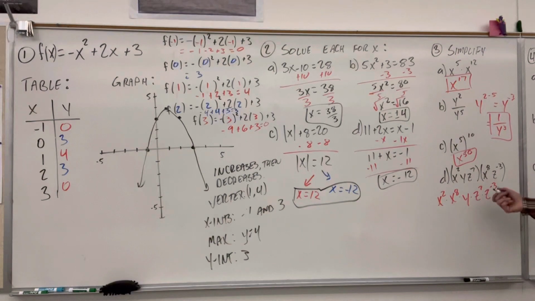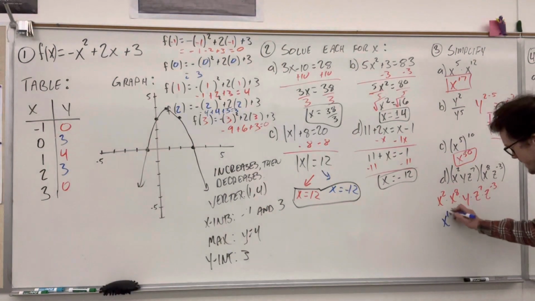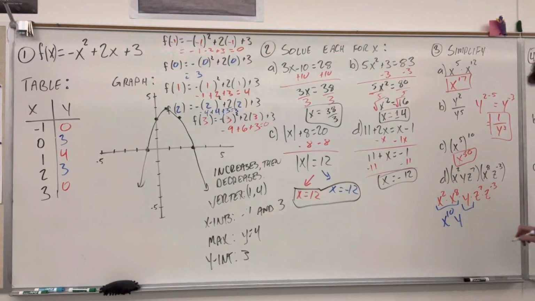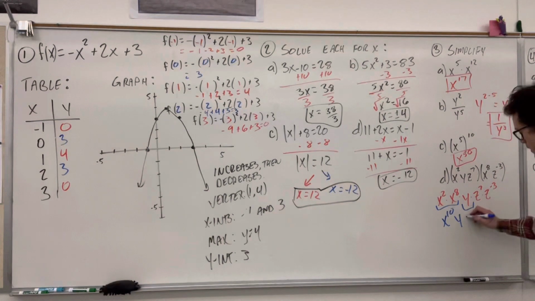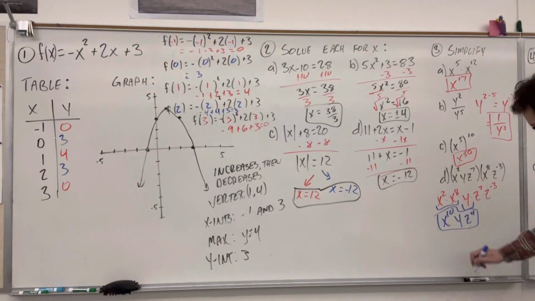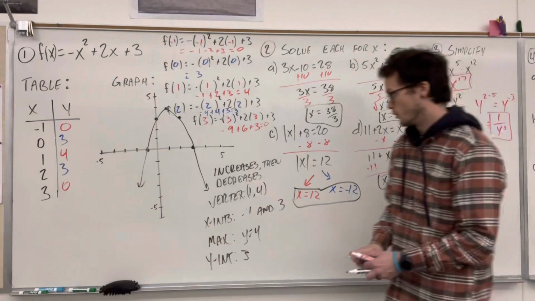So how many x's are being multiplied? Well, this is x to the 10th times y. And then the z, just be extra careful here. So we're going to add the exponents. 7 plus a negative 3, well, that's 4. So this is z to the 4th power. So x to the 10th times y times z to the 4th power.